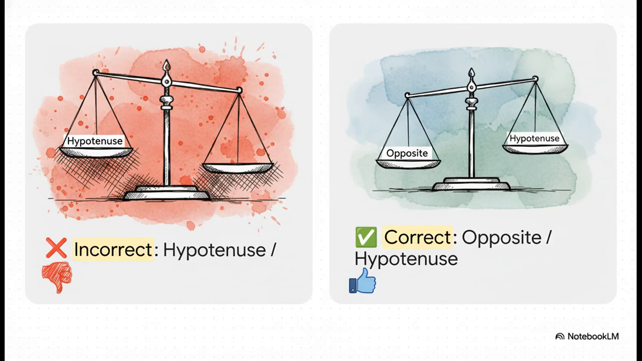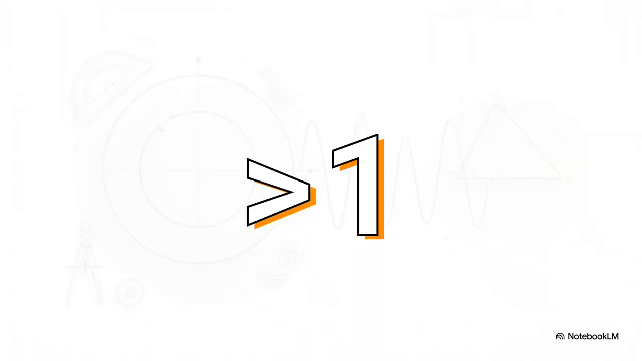For some reason, our brains often want to put the bigger number on top, so it's really tempting to write hypotenuse over opposite. But for sine, it has to be opposite on top, hypotenuse on the bottom. Always. And this actually gives us a fantastic little trick to check our work.